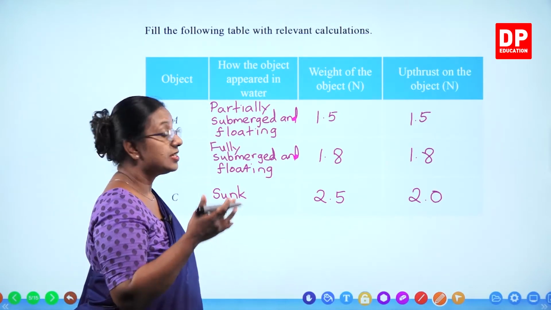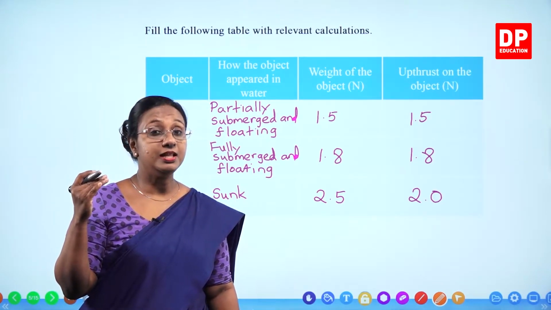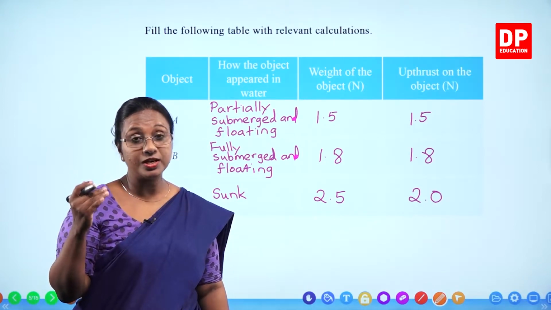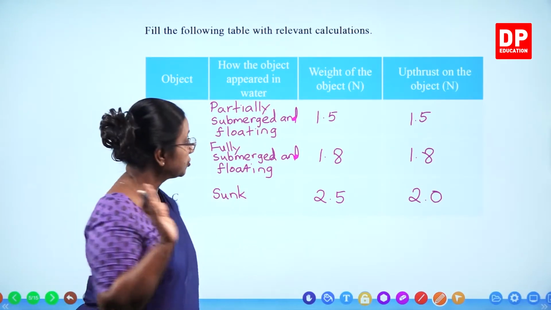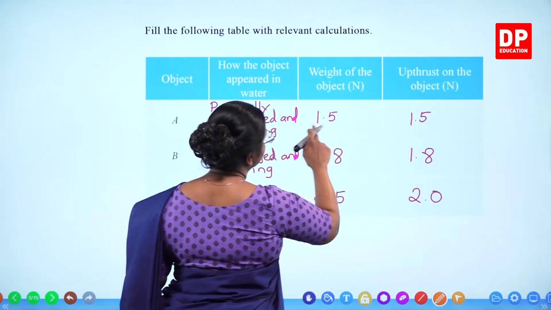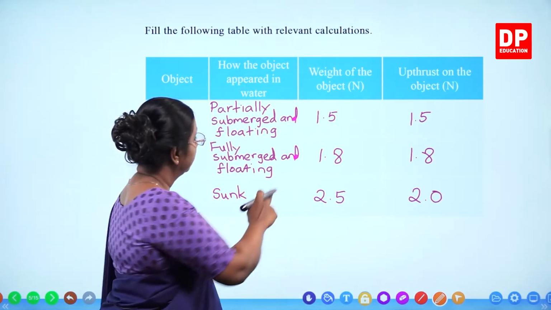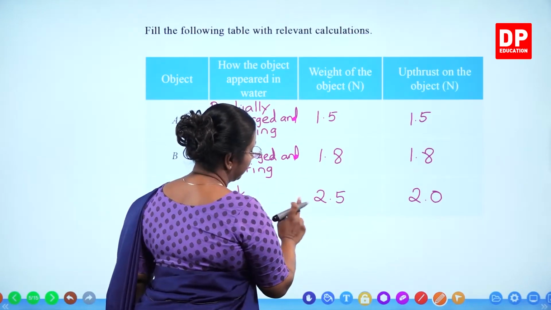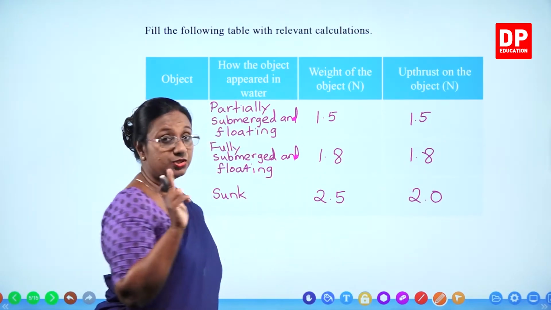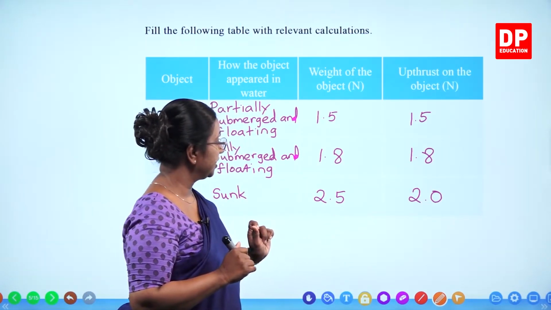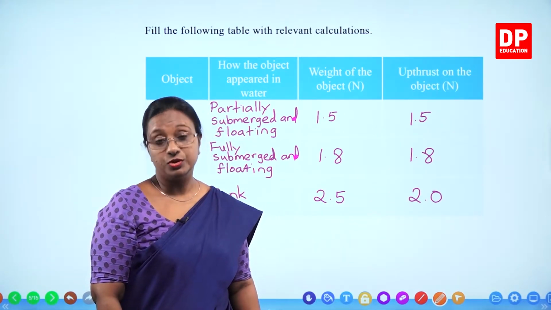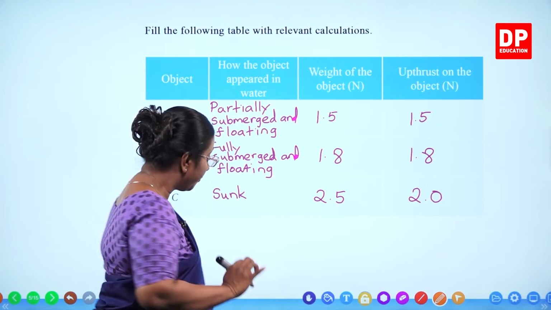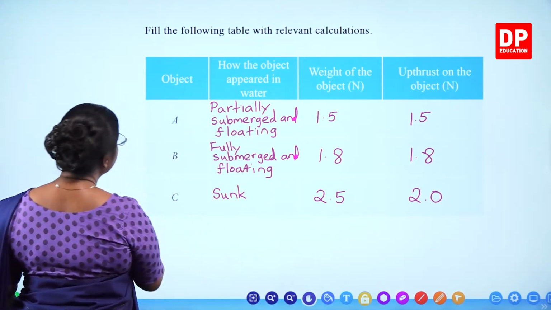In the first two instances, there was no reading in the spring balance when the objects were either partially or completely immersed and floating in water. So, the upthrust is equal to the weight of the object. Second instance also the same. But in the third one, you were able to see that the weight of the object is 2.5, but the upthrust is only 2 Newtons. So, from these, students, now you all can understand.